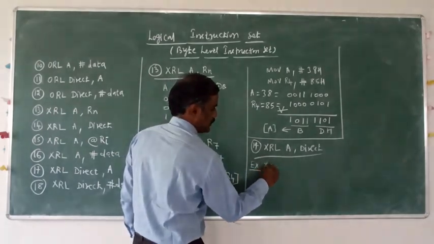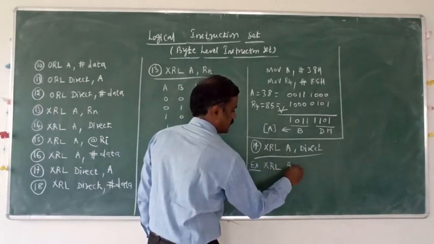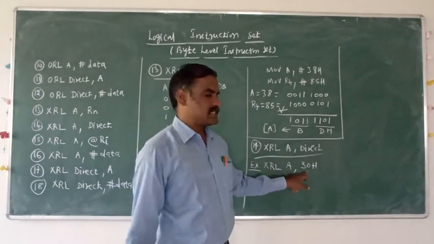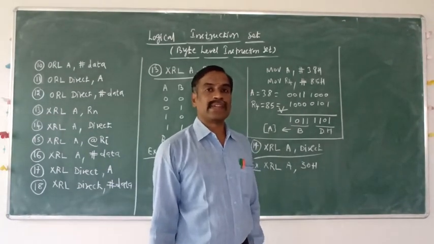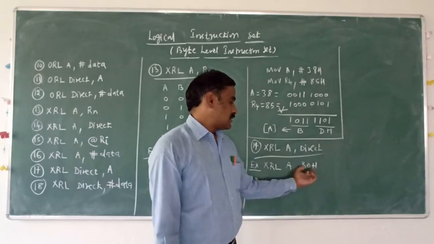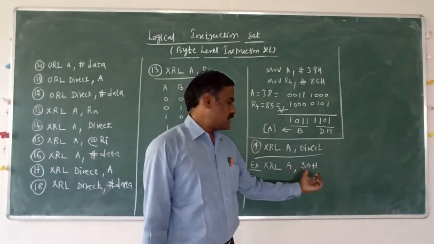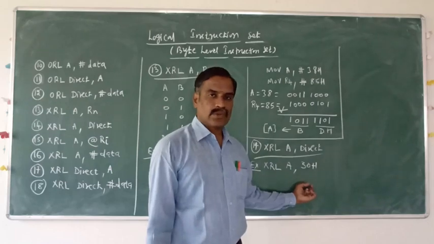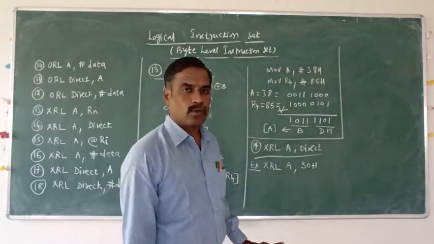Example: XRL A, 30H. Here the 30H means an 8-bit memory address location. The accumulator data and the memory address location data are logically exclusive-ORed, and the result is moved to the accumulator.